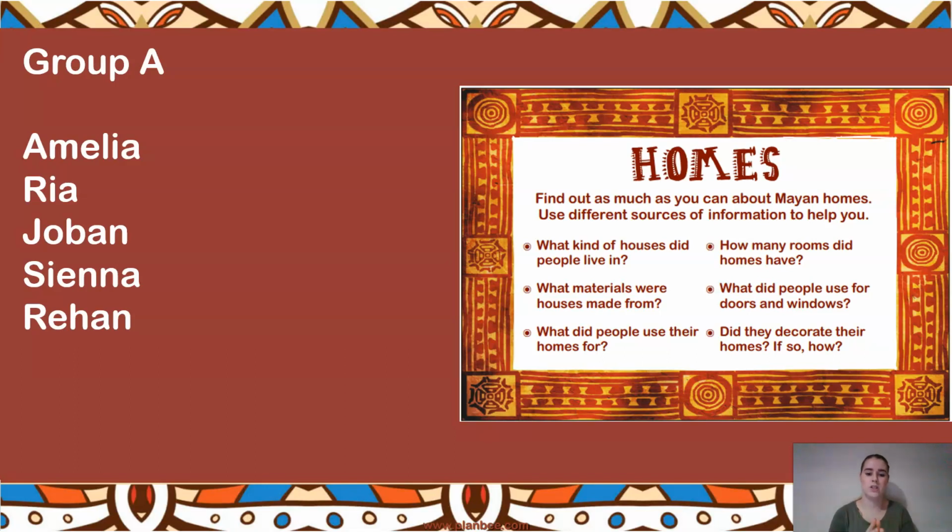So we're going to look at 5 topics today and I am going to teach you one topic myself as part of next week's lesson, okay? And that lesson hopefully will be a focus of one of our literacy topics we're going to look at after the half term. So I've split you off into different groups and based on your group you need to produce a small research project based on this specific part of the Mayan lifestyle, okay? So group A is going to be Amelia, Ria, Jobin, Sienna and Rahan.